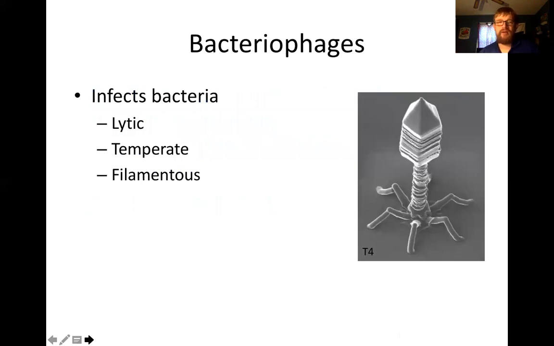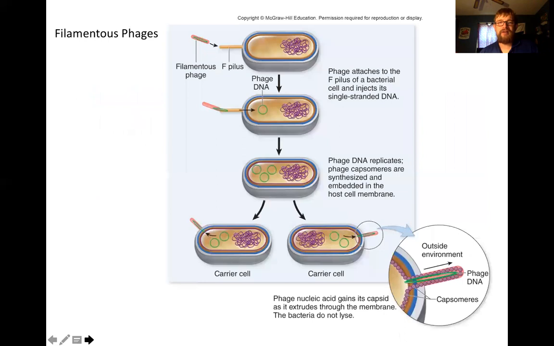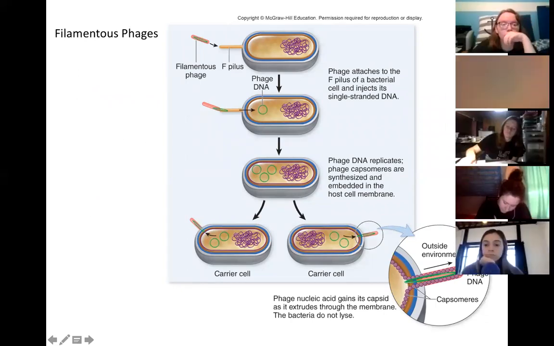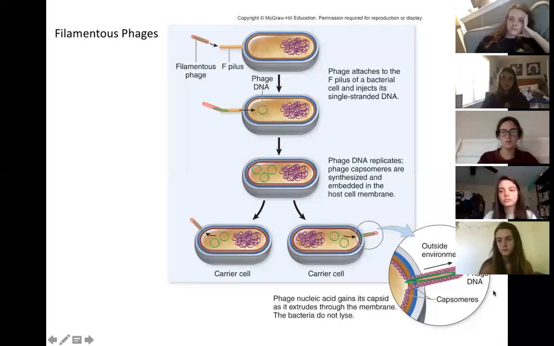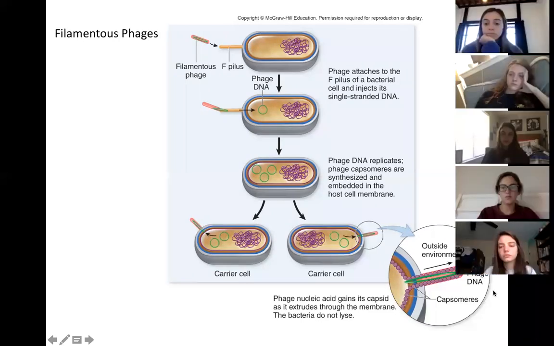All right, so we've talked about bacteriophages. We're going to focus here a little bit on the filamentous bacteriophage, which interestingly requires the presence of a fertility pilus of a bacteria. That means that it's going after bacteria that are capable of what type of horizontal gene transfer? Conjugation. Conjugation, all right?